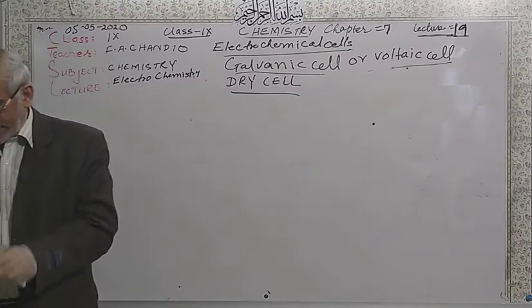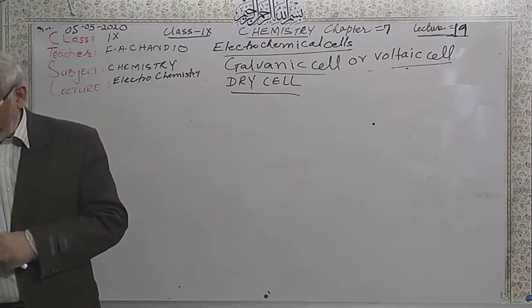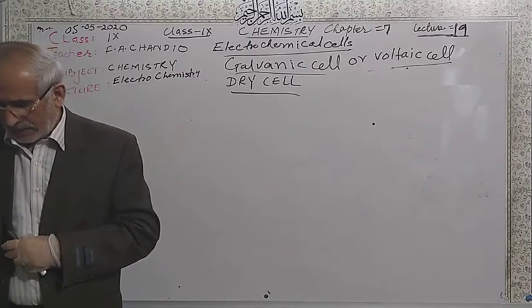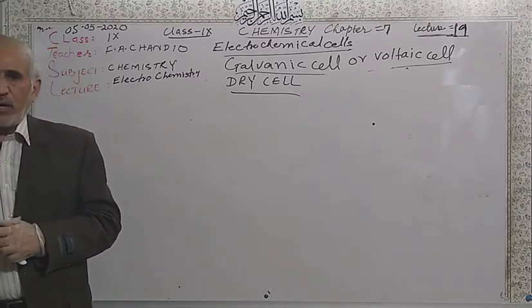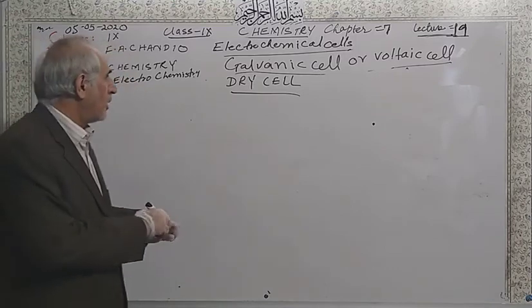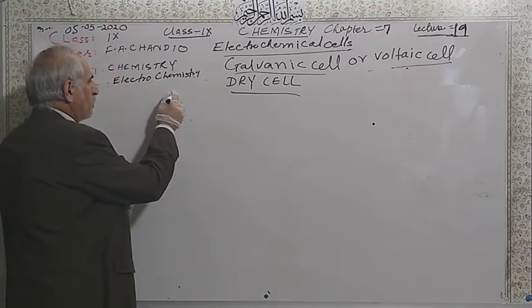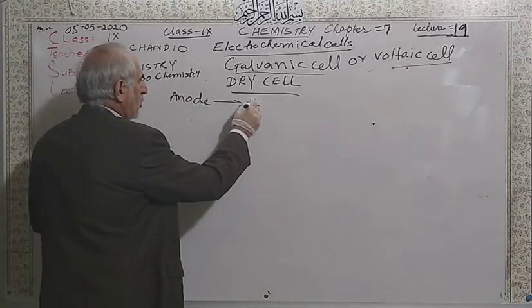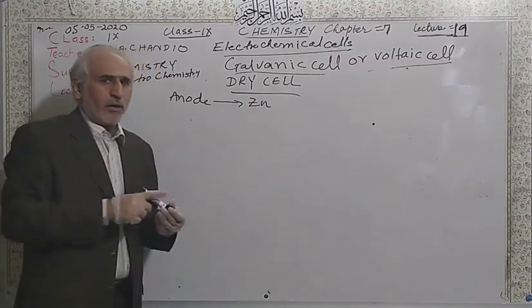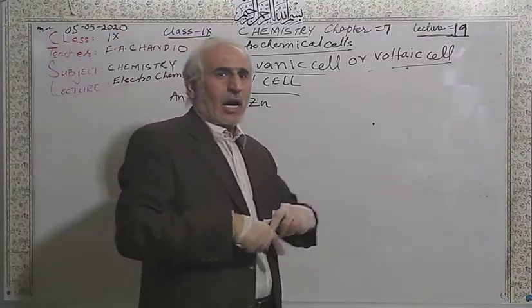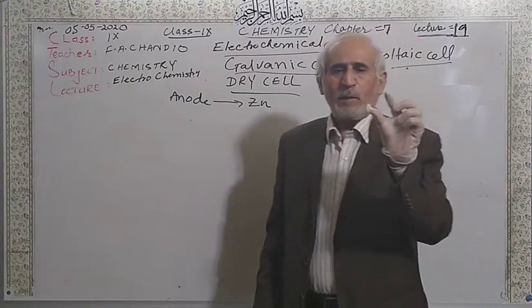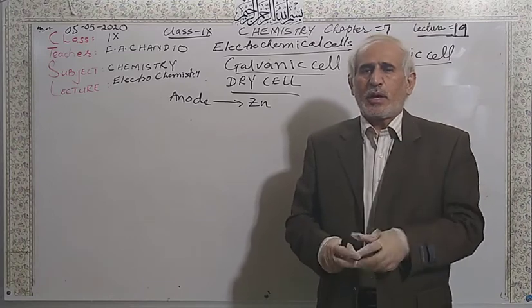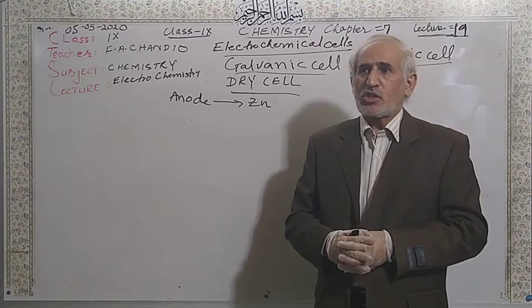Dear students, the dry cell is used in flashlights, toys, and small appliances, and there is an anode and cathode. If you look at the dry cell, outside you will find printed hard paper. This is used as an insulator.